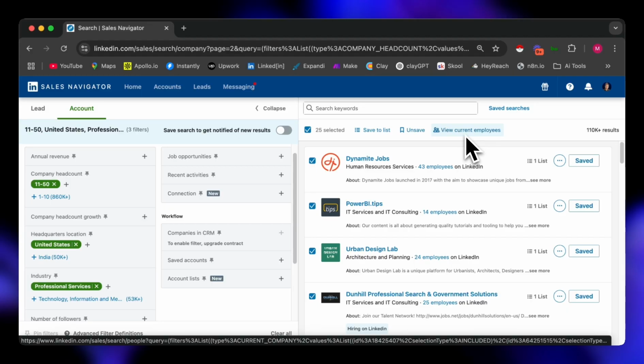another reason why I believe the lead side of Sales Navigator is much better than the account side. One, we have more filters. Two, it allows us to speak to the people within companies, not the companies themselves.